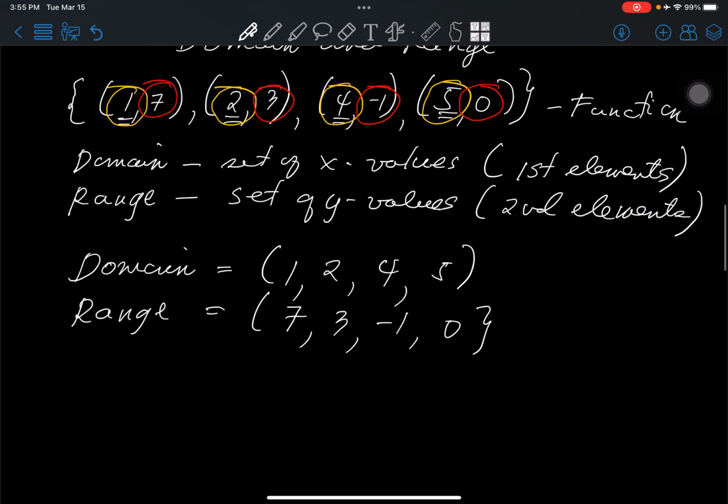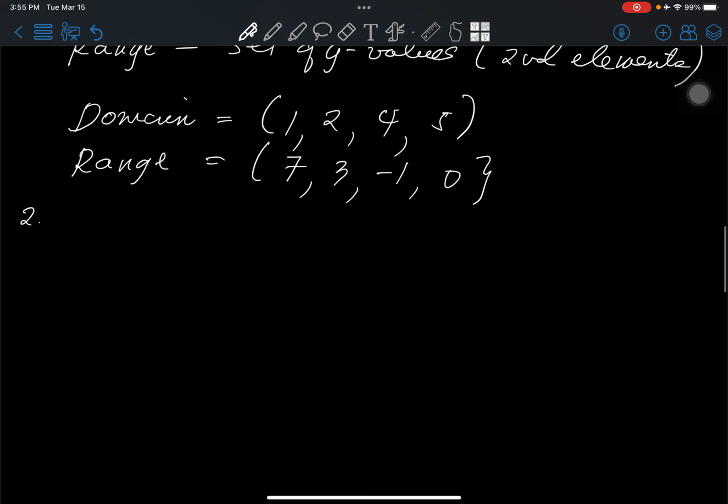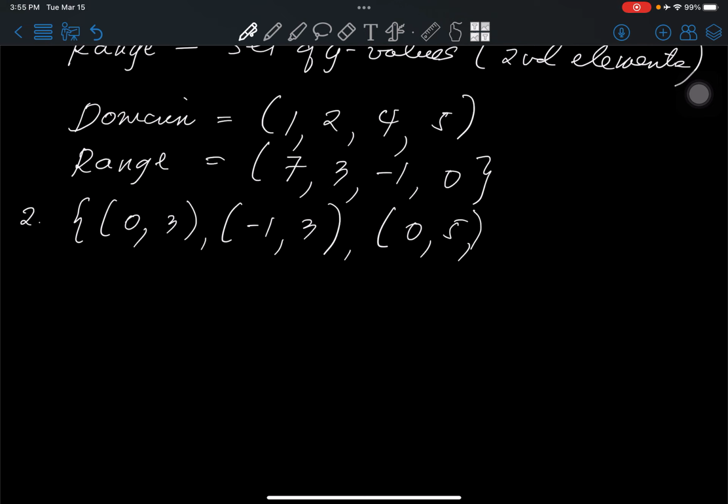Another example. Let's say I am going to give 0, 3. Then we have negative 1, 3. Then we have 0, 5. Then we have 7, negative 7. Question: is this a function or a relation? What do you think?